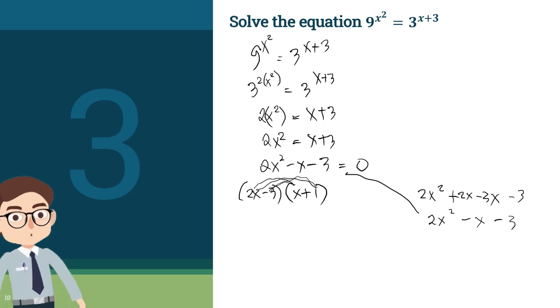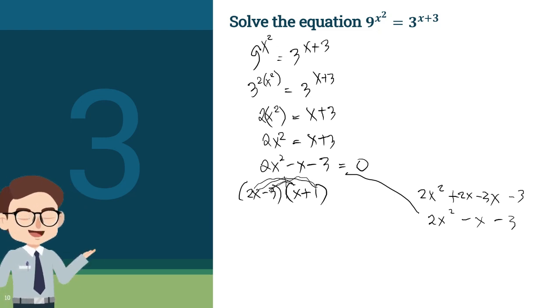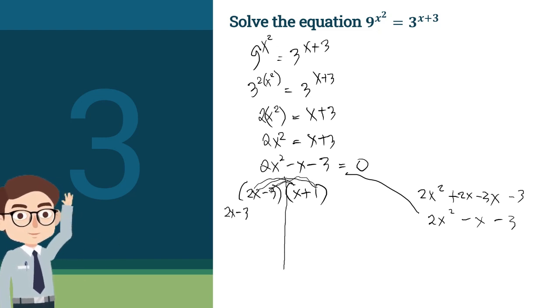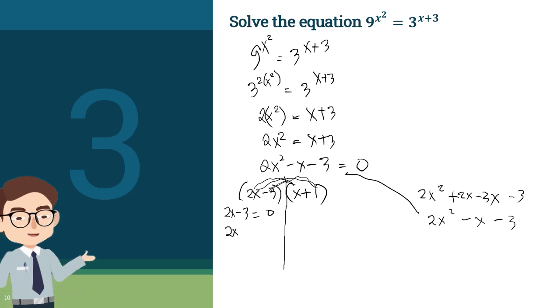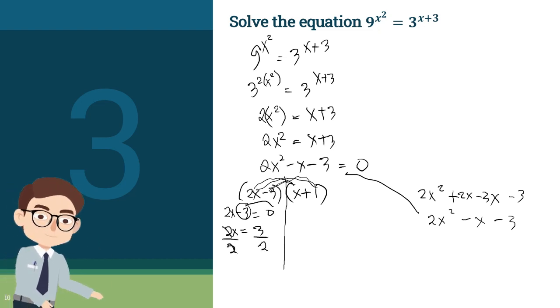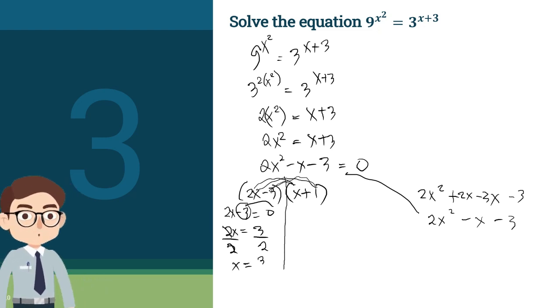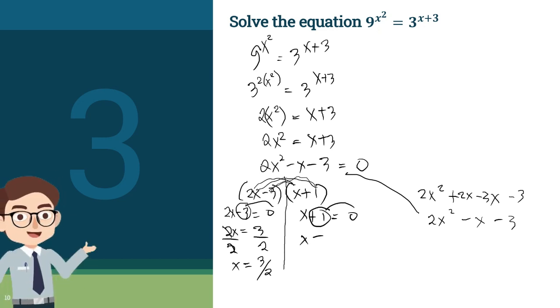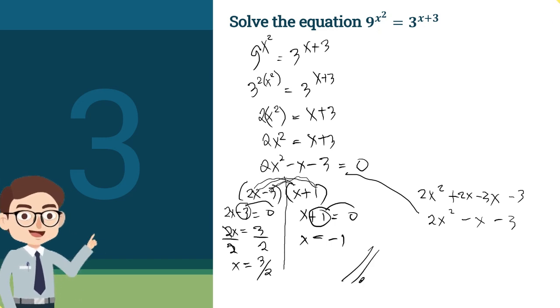Okay? So, let's have the two values of x. That is 2x minus 3 is equal to 0. Transpose negative 3 to the other side, that is 2x is equal to 3. Divide both sides by 2, cancel 2. x now is equal to 3 halves, our first x. For our second x, that is x plus 1 is equal to 0. Transpose positive 1 to the other side, that is x now is equal to negative 1. And that is our final answer.